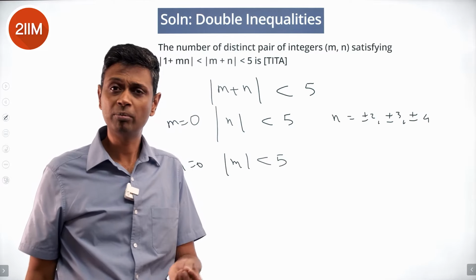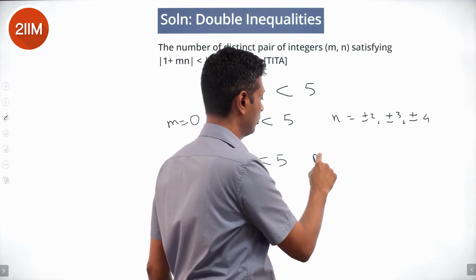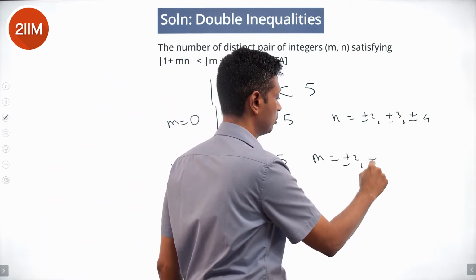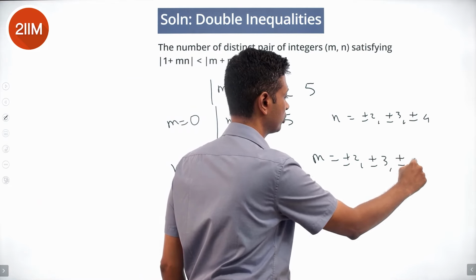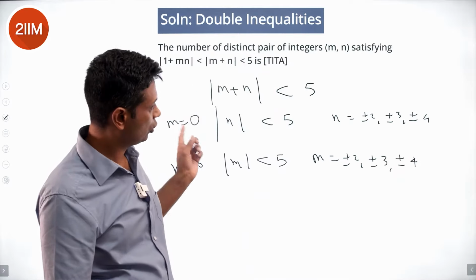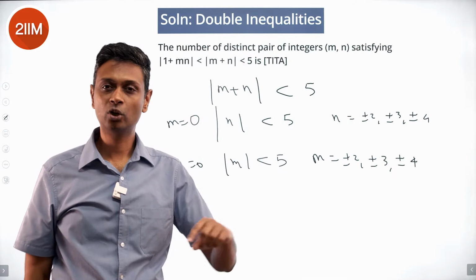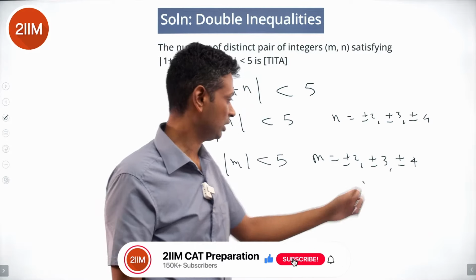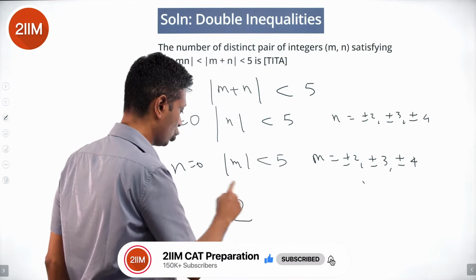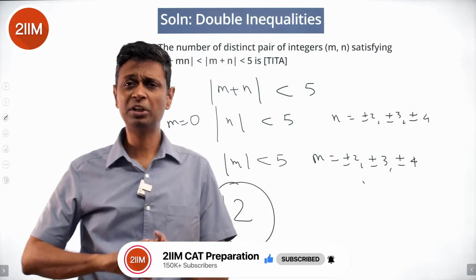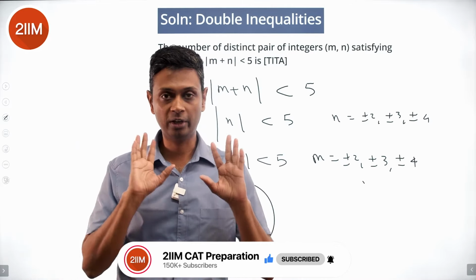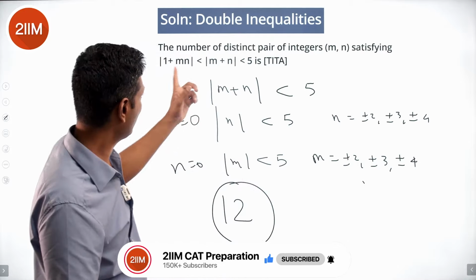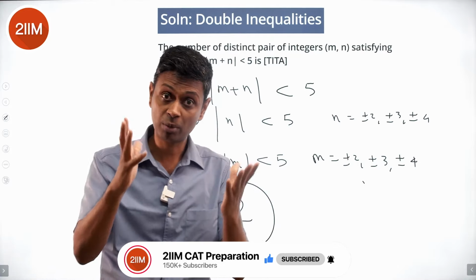We know mod m has to be more than 1. m could be plus or minus 2, plus or minus 3, plus or minus 4. So 0,2, 0,-2, 0,3, 0,-3, 0,4, 0,-4, 6 possibilities, plus 6, 12 possibilities. Super tough question. Really, really tough. It's the kind of question which says, okay, I'm not touching this. We square this, then we get somewhere. And still there's a couple of steps to go.